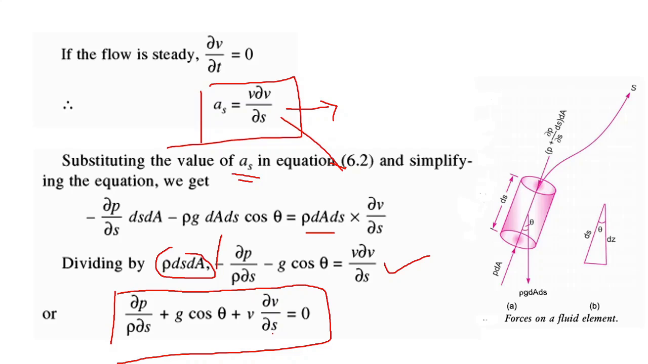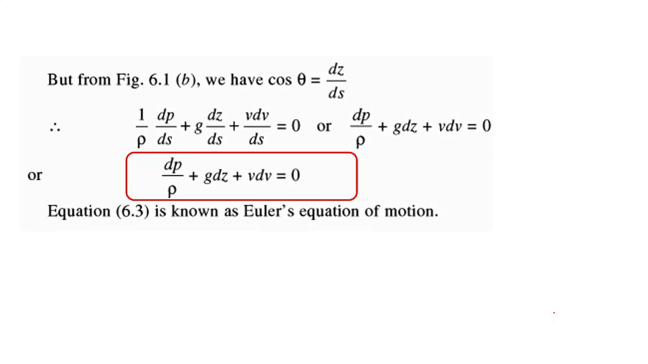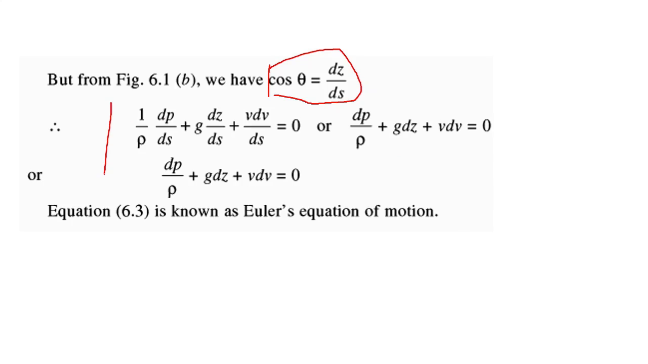So once we get this formula, that is dou p by rho into ds plus g cos theta plus v into dou v by dou h is equal to 0, what can we substitute? We can substitute this cos theta. So what is cos theta here in this element? We can write cos theta as dz by ds, correct? So from figure 6.1b, cos theta is equal to dz by ds. Once we substitute that, what are we getting?